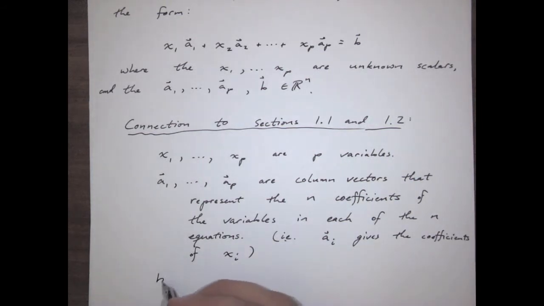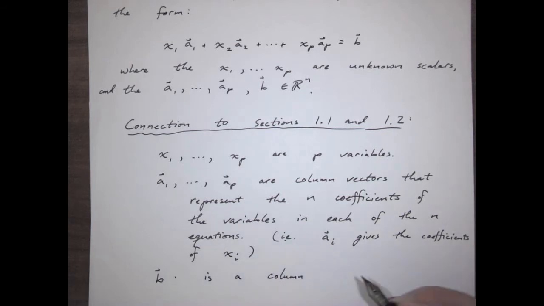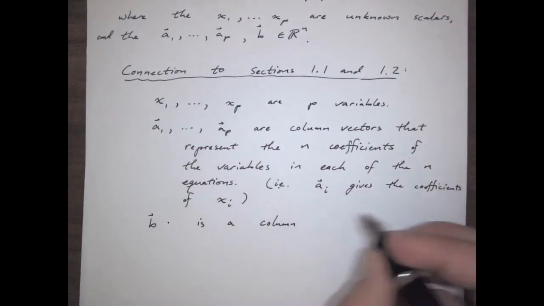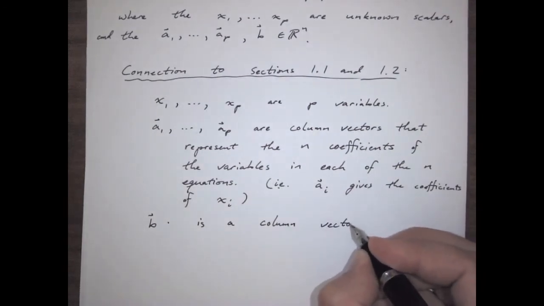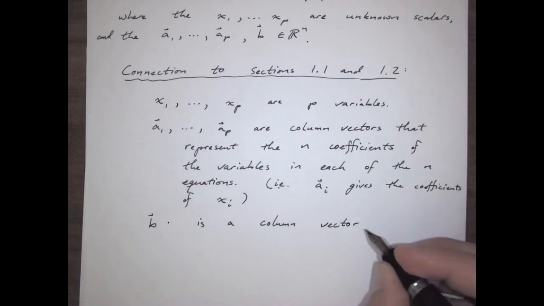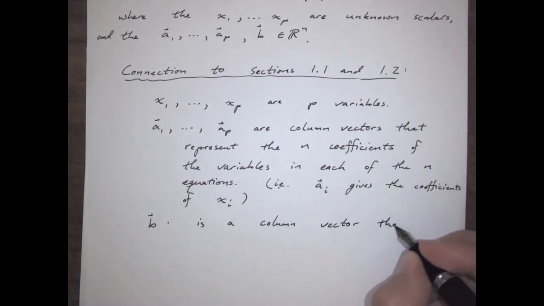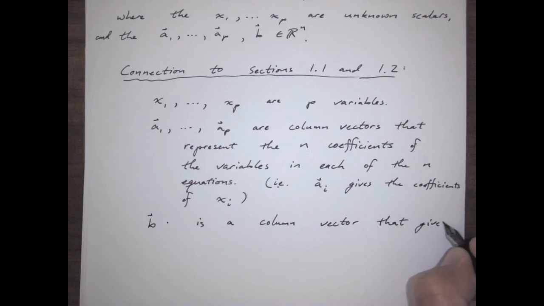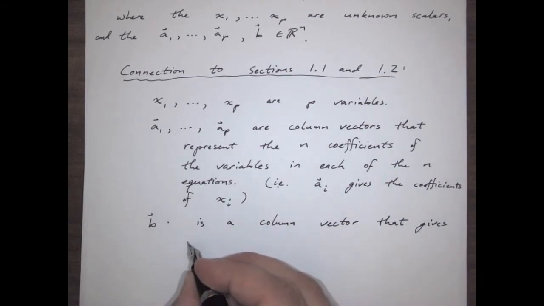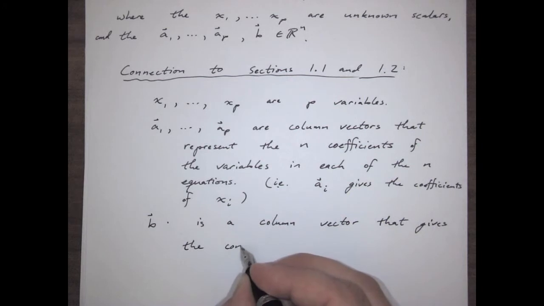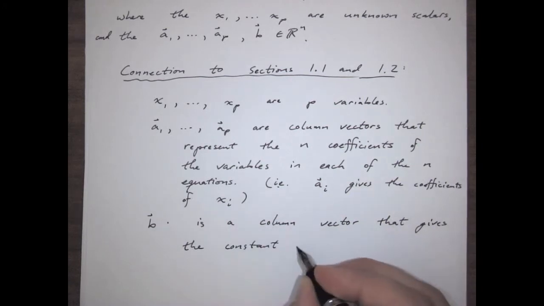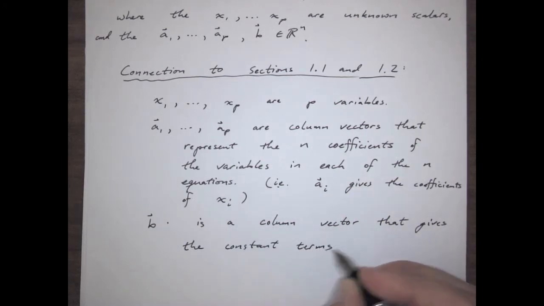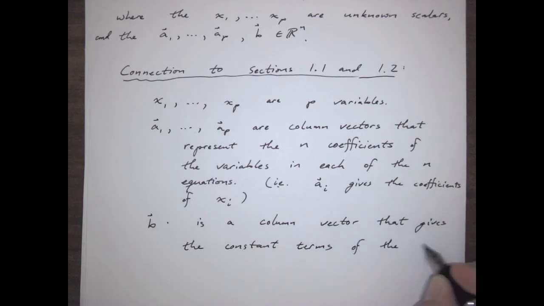And then b is a column vector that gives the constant terms of the n equations.